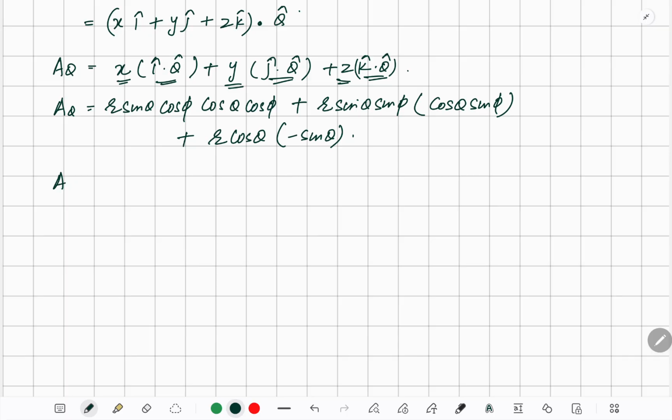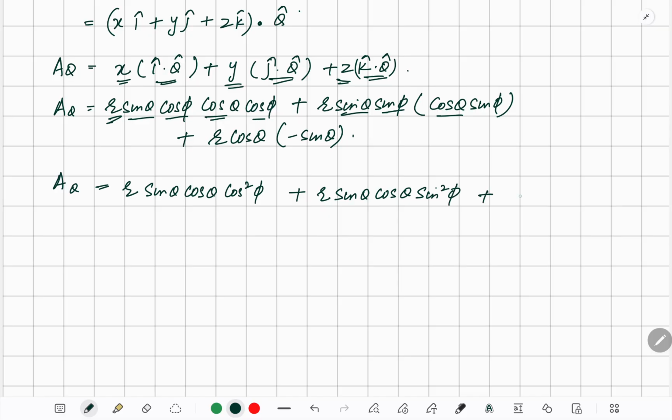So basically I am able to write a theta equals r sine theta cos theta sine theta cos theta cos square phi plus r sine theta sine theta cos theta sine square phi minus r sine theta cos theta.